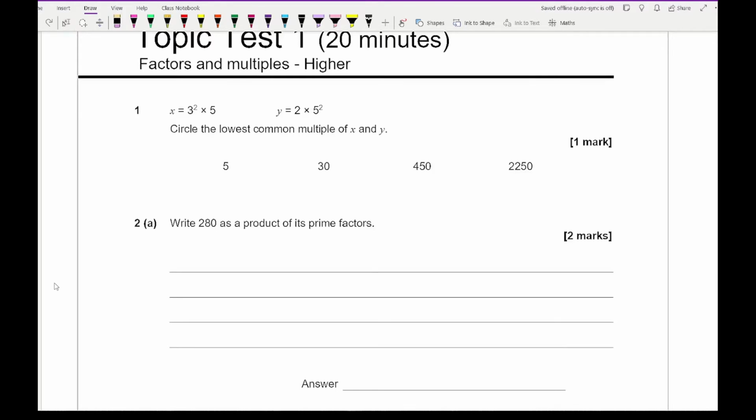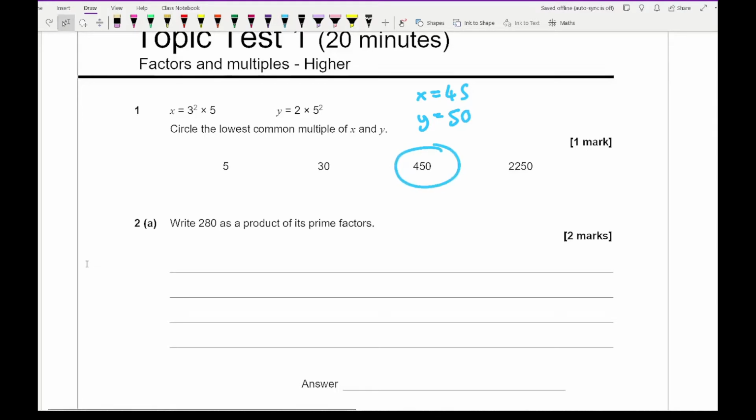In terms of this, we can work out what x and y are. So x equals 9 times 5, which is 45, and with y we've got 2 times 5 squared, so 2 times 25, which is 50. Looking at this, which of these is going to be the lowest common multiple? It's going to be 450.